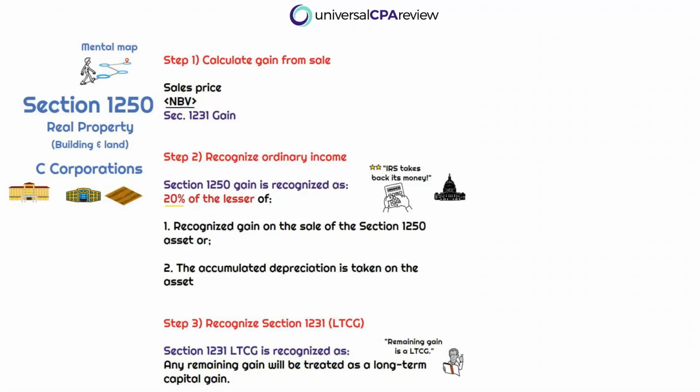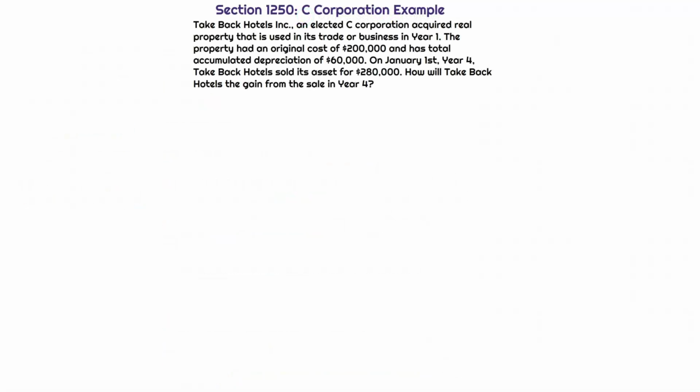So let's just remember this comparison for painting the picture in our minds. Okay, so diving right into it, Take Back Hotels, Inc. is an elected C corporation that acquired real property that is used in its trade or business in year 1. The property had an original cost of $200,000 and has total accumulated depreciation of $60,000. On January 1st, year 4, Take Back Hotels sold the asset for $280,000. So we want to know how they're going to recognize the gain from the sale in year 4.